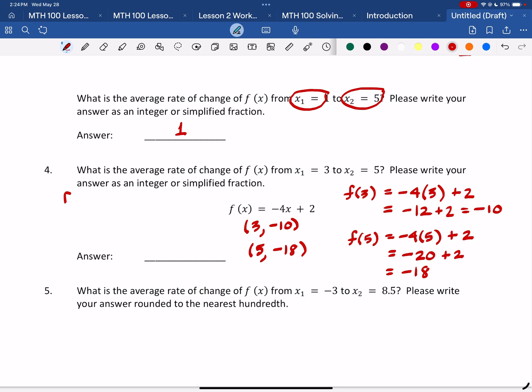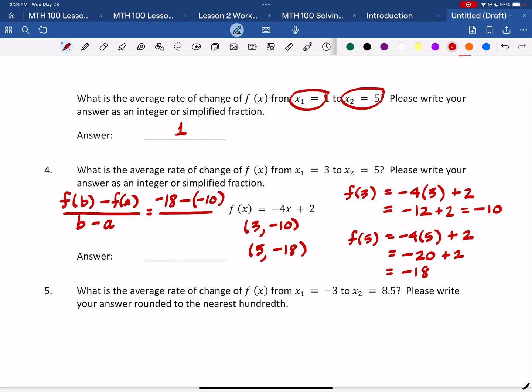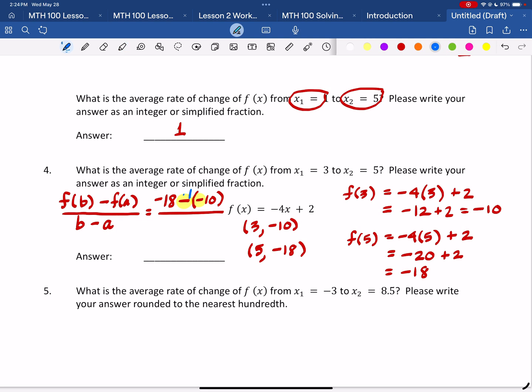Now using the function notation, f of b minus f of a over b minus a, it's exactly the same as using the slope formula. I'll just do it in this format this time. F of b is the second y, negative 18, subtract f of a, the first y. Now be careful here. We've got to subtract a negative 10. So there's a subtraction in the formula, and we have a negative 10. So that double negative is going to make this a positive.